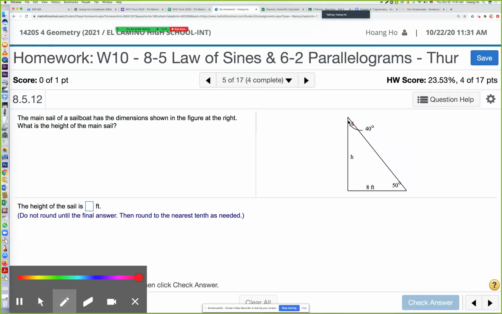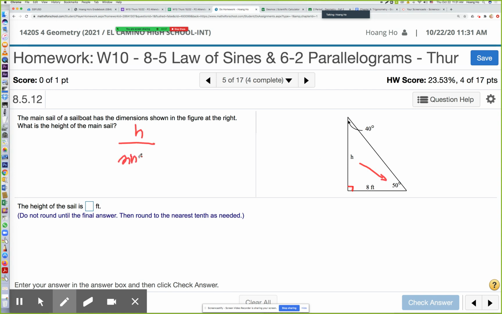Over here, if they give you this angle 40, this is 50, this angle should be 90. Okay. What do they ask you? The height of the cell. So the h value over here. So I would set it up: h over sine of the opposite side, which is 50 degree, equal 8 feet over here over sine of the opposite side, which is sine of 40 degree.